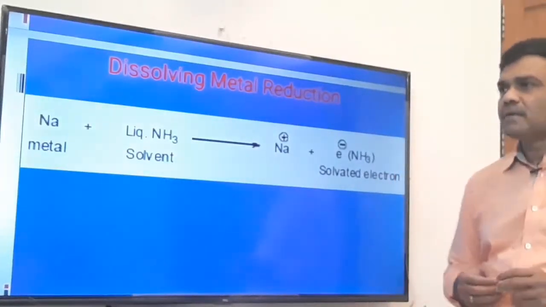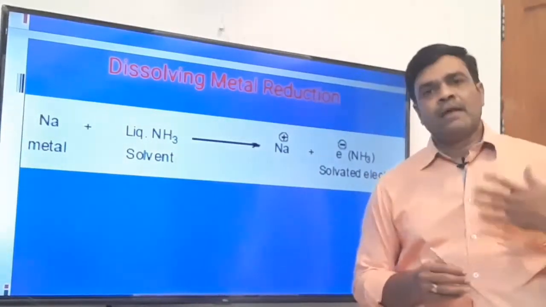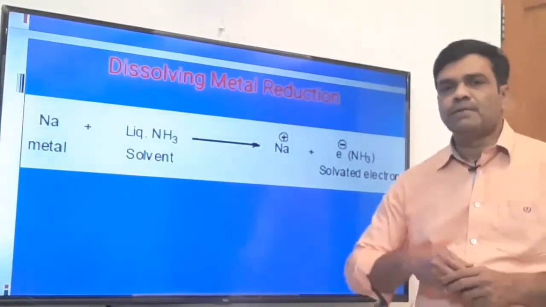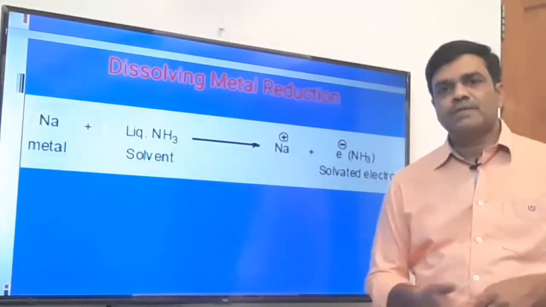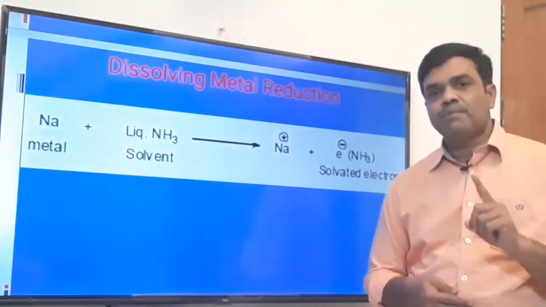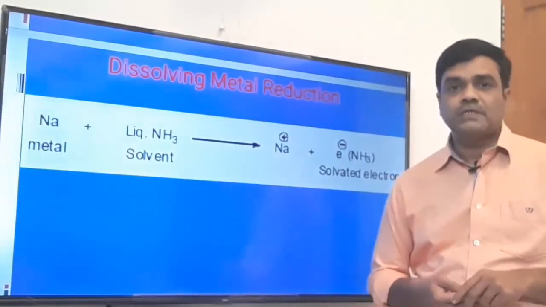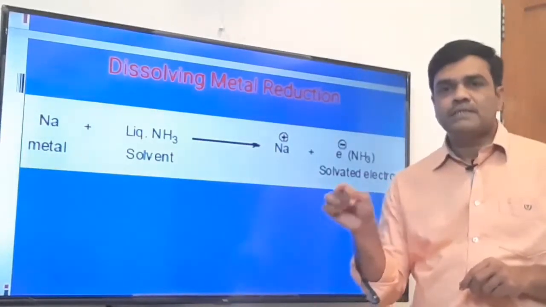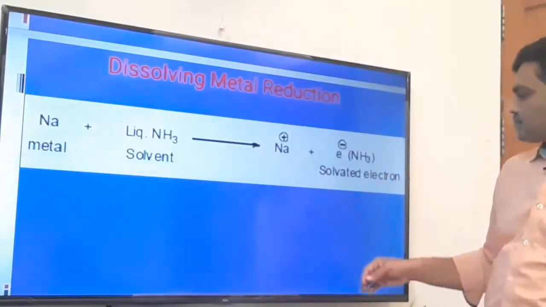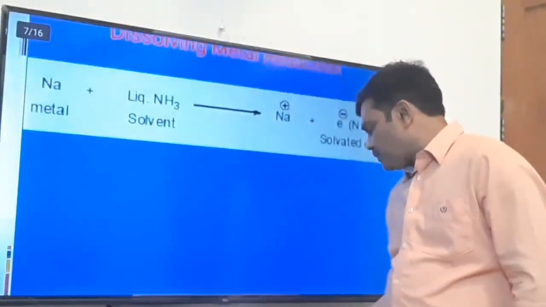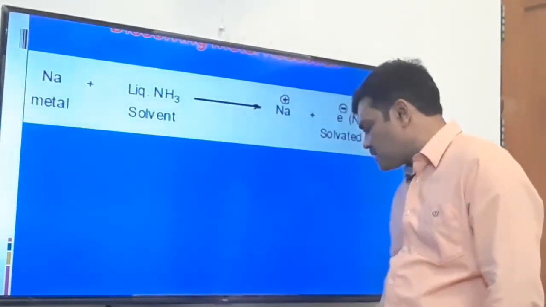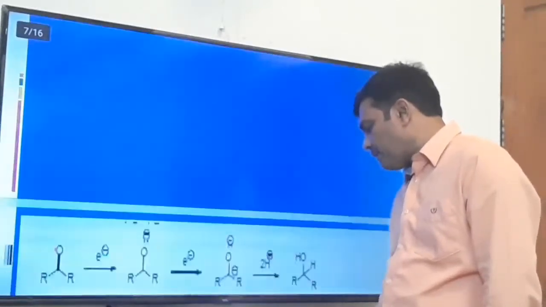Similar is the case of lithium. Lithium atomic number is 3, its electronic configuration is 2,1. So 1 electron is there in the outermost orbit, and it will donate it easily, because after donation it converts to the Li positive lithium ion, which has only one orbit with 2 electrons, so the duplet is complete and it is stable. So here we get the solvated electron, which is trapped between sodium and ammonia.